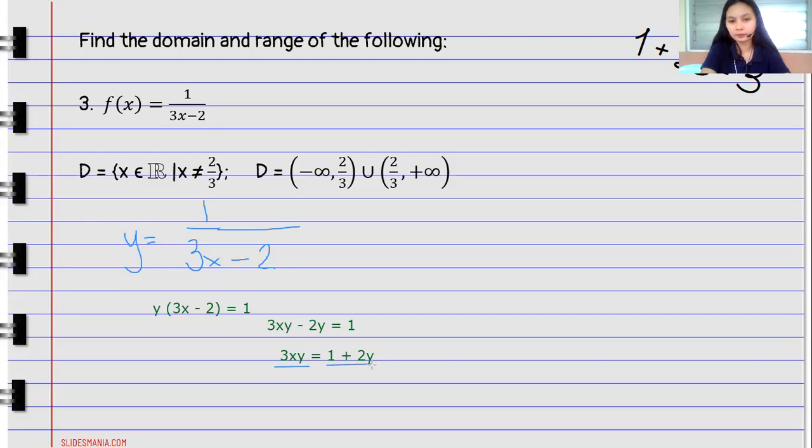Okay, ayan, 3y. Divide natin siya kay 3y. Okay? Next po, cancel out po yan. So, ang magiging final answer natin will become x equals to 1 plus 2y over 3y.